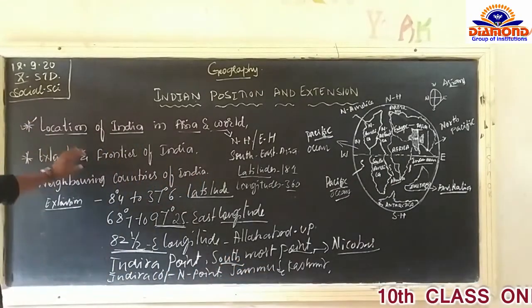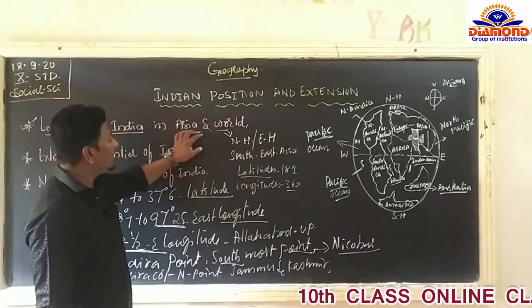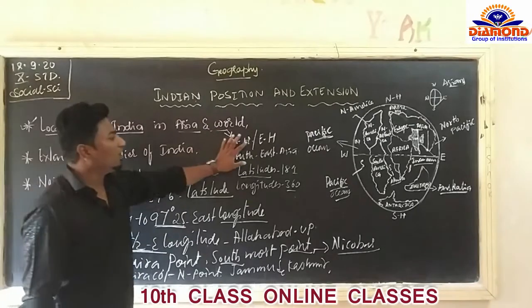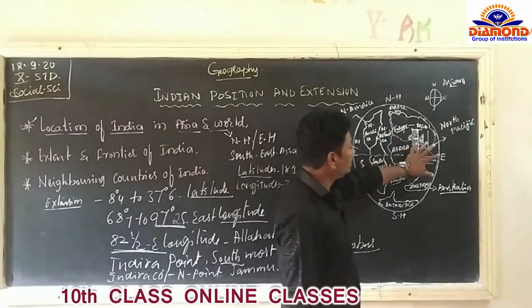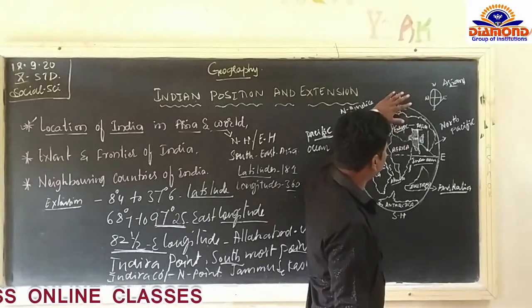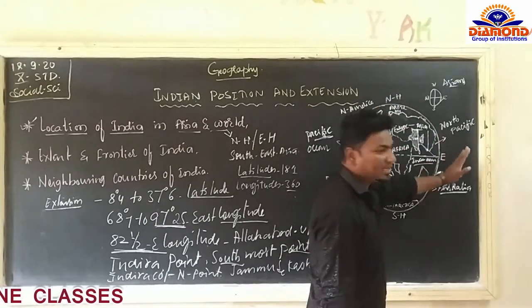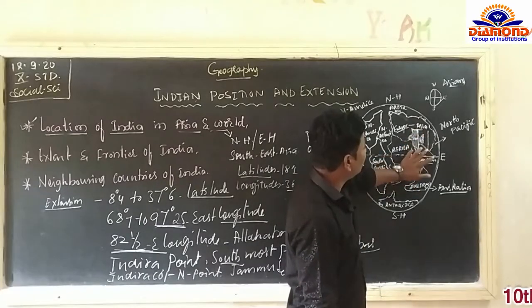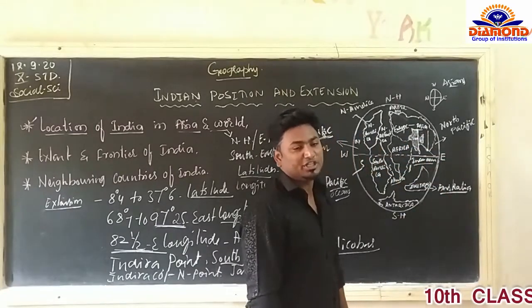So in this chapter, the location of India in Asia. In the world, we are in the northeastern hemisphere. We are in the north hemisphere, the northeastern hemisphere. And in Asia, we are in the southeast position.